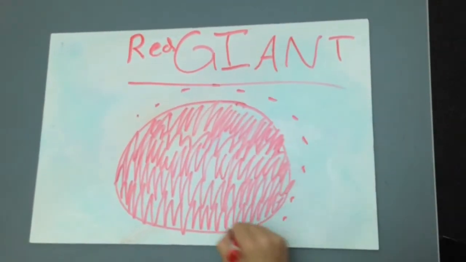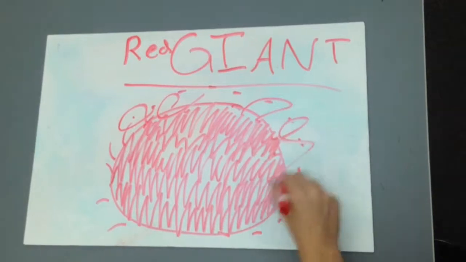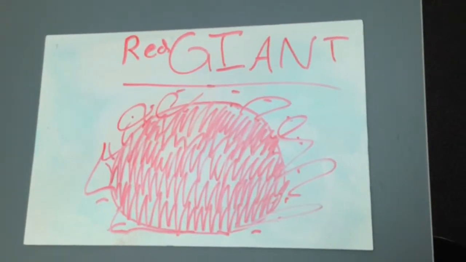The outer layers of gas on the red giant will eventually eject while the core contracts into a planetary nebula.